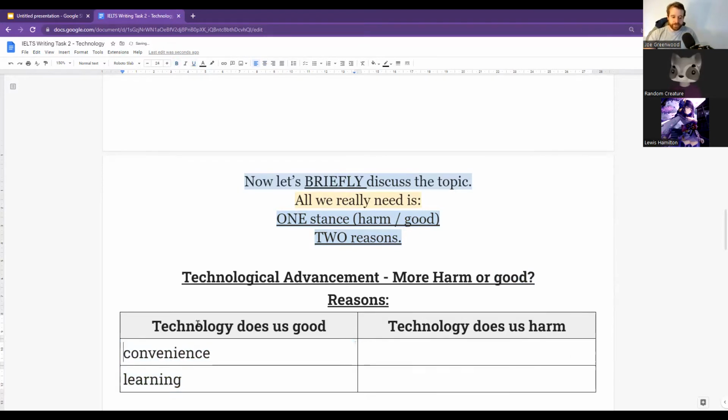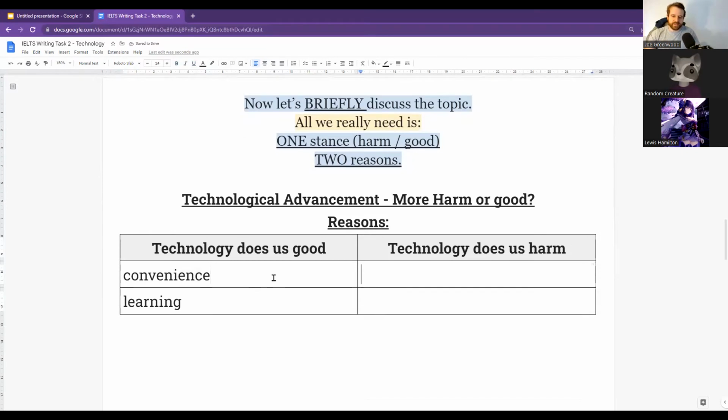And in the exam, I would suggest you just pick something quickly. But let's think of some more good and bad things about technology. Can you tell me any or type in the chat if you want? Might get addicted. Yes, addiction. This is a great one for harm. So we've got convenience, learning. Addiction is bad.